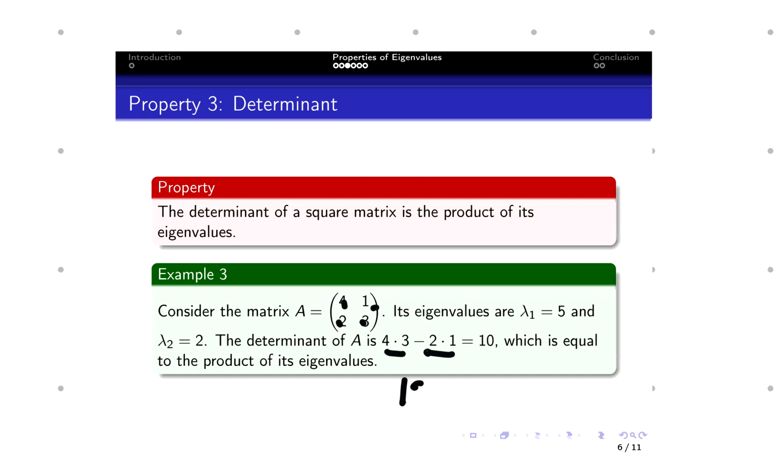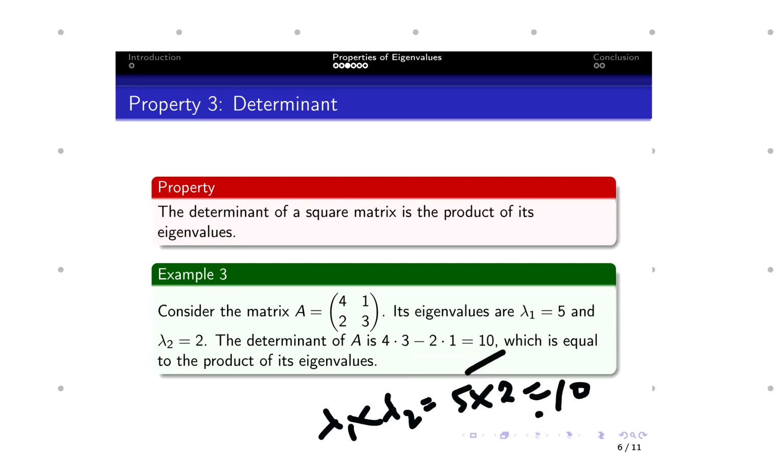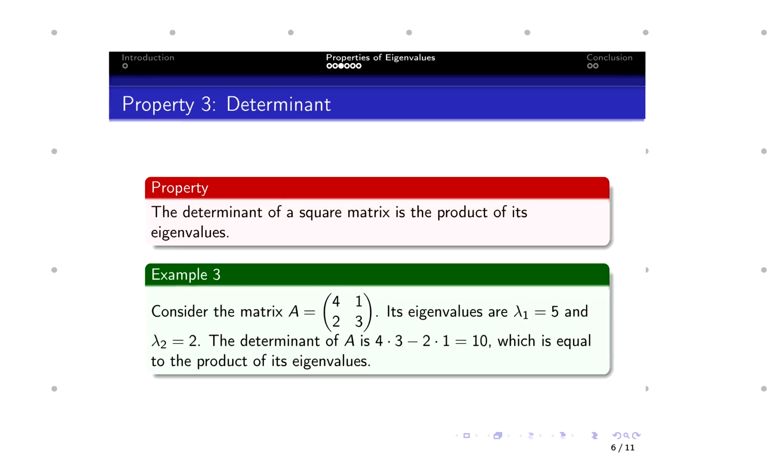Okay, that's the determinant of this matrix, 10. And this is equal to the product of its eigenvalues. You have lambda 1 times lambda 2, and that is 5 times 2, which is equal to 10 also. So the determinant is 10, and the product of the eigenvalues is also 10. Generally speaking, the determinant of a square matrix is the product of its eigenvalues. Very important. Very simple, but yet powerful, especially if you are dealing with large matrices.